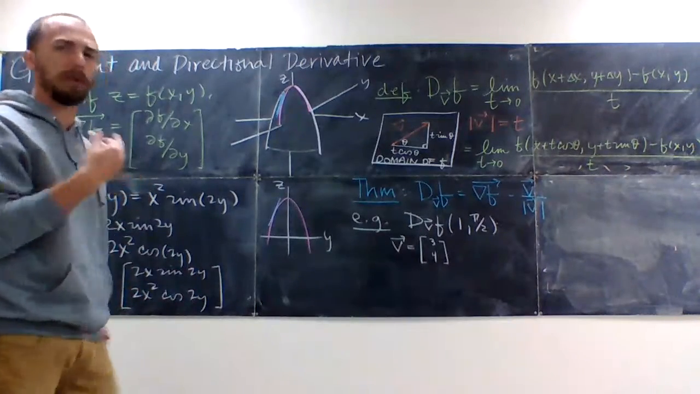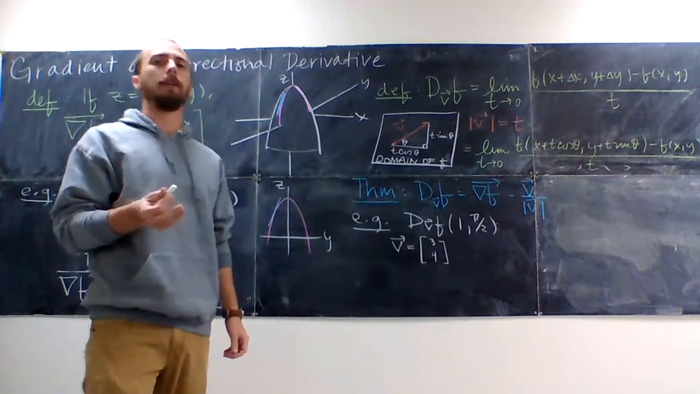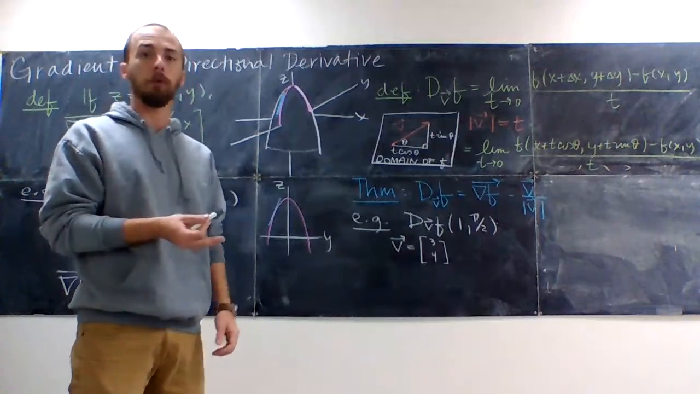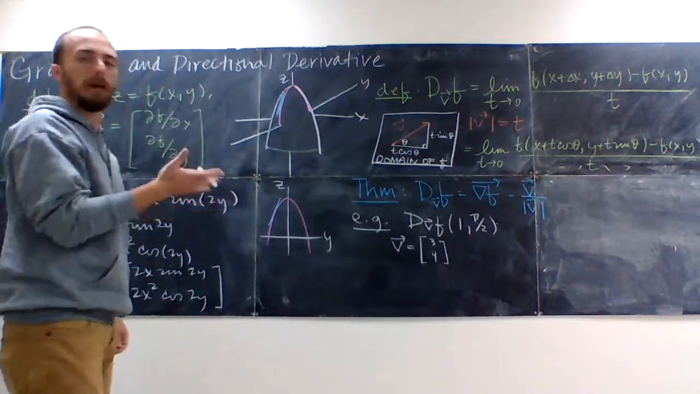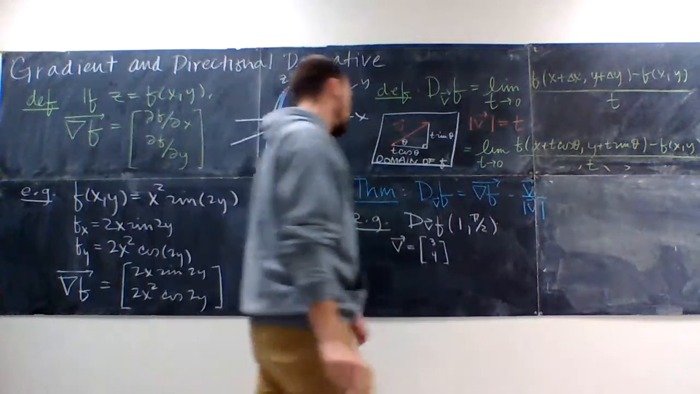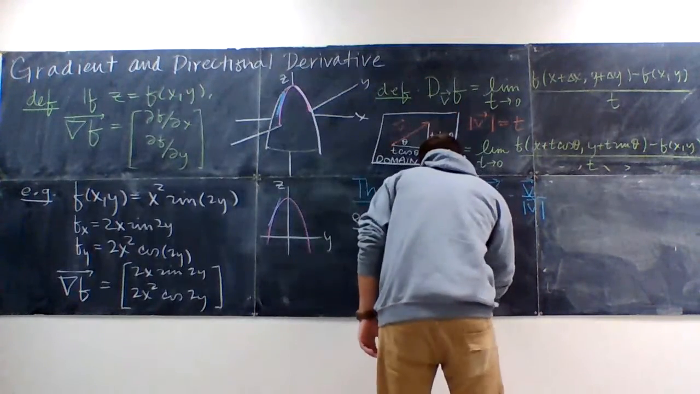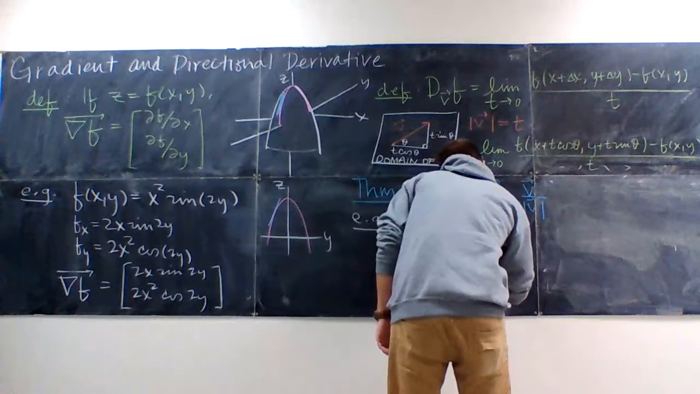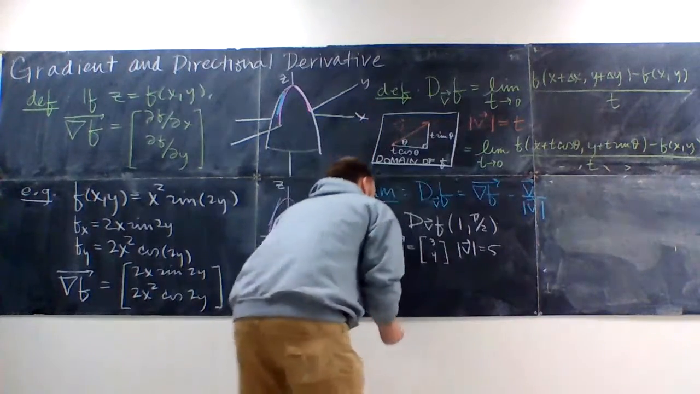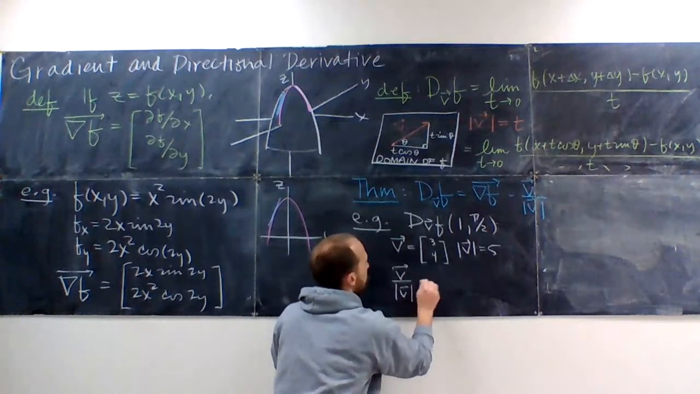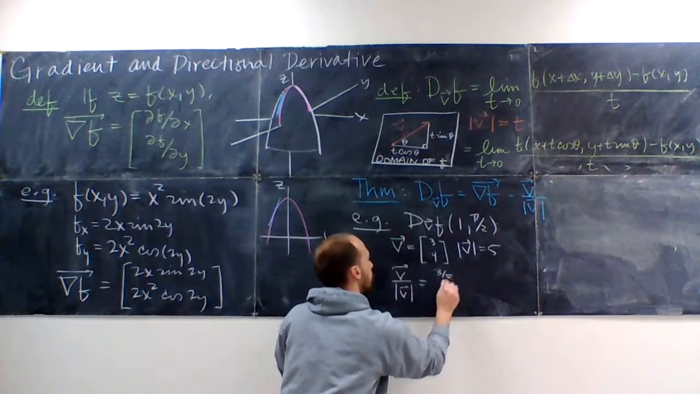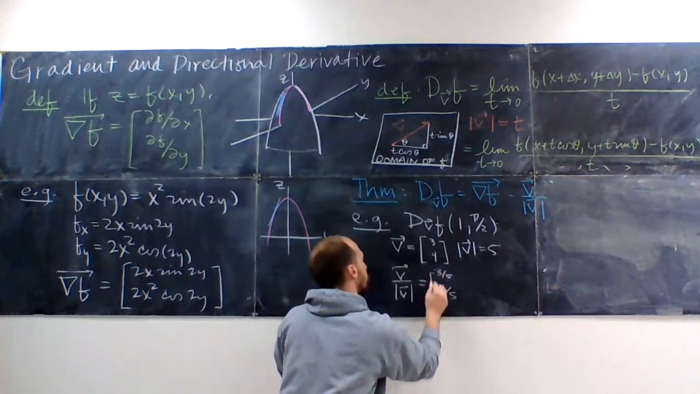Okay, if v is 3 and 4, the length of v is the square root of 3 squared plus 4 squared, which is the square root of 9 plus 16, the square root of 25, it's 5. So I've got length of v equaling 5, so the unit vector in the direction of v is going to be 3/5 and 4/5.